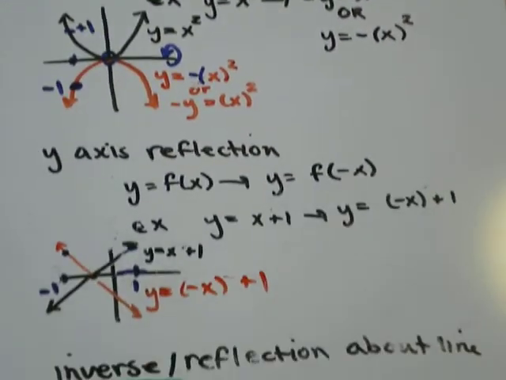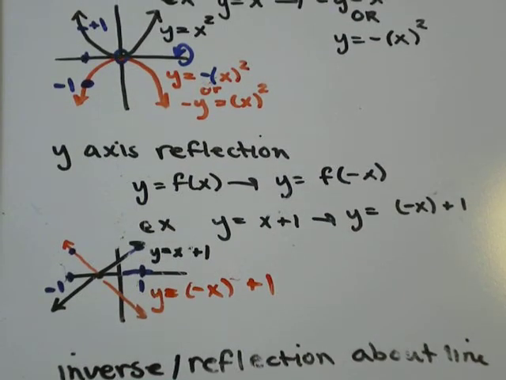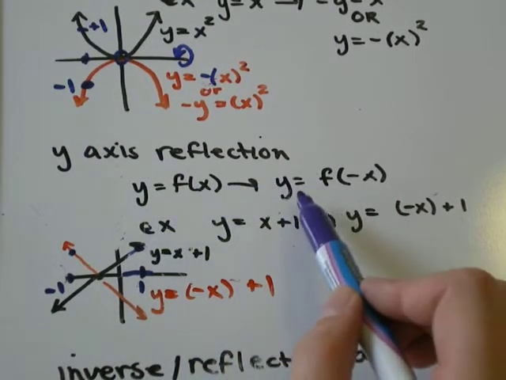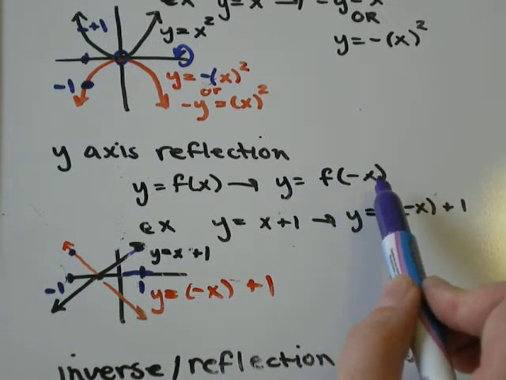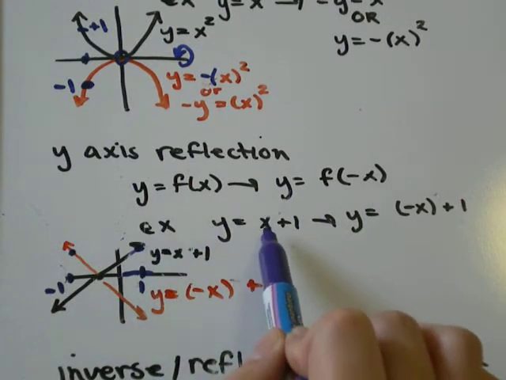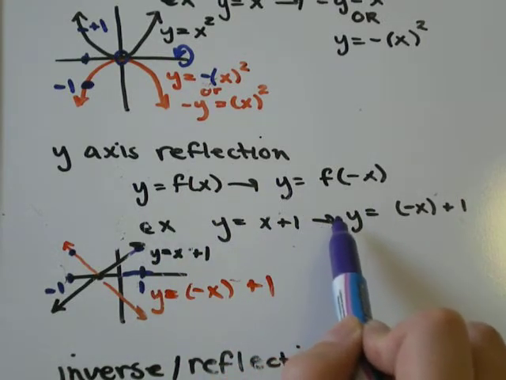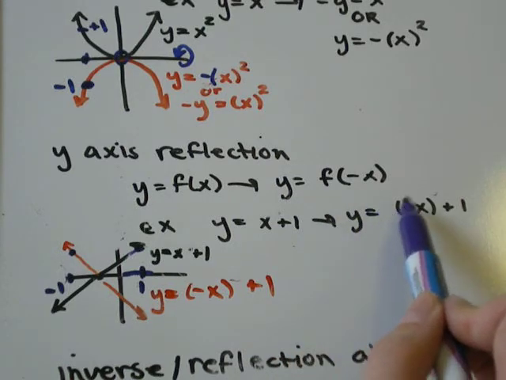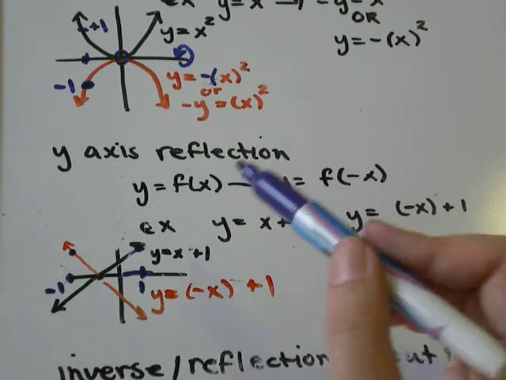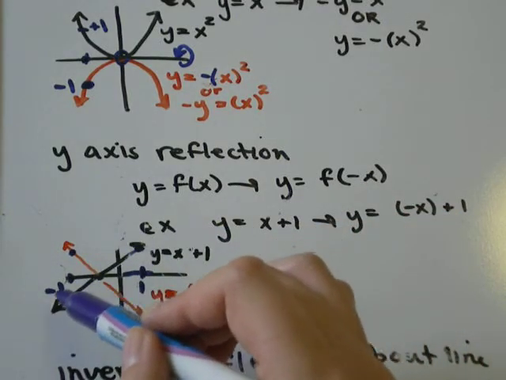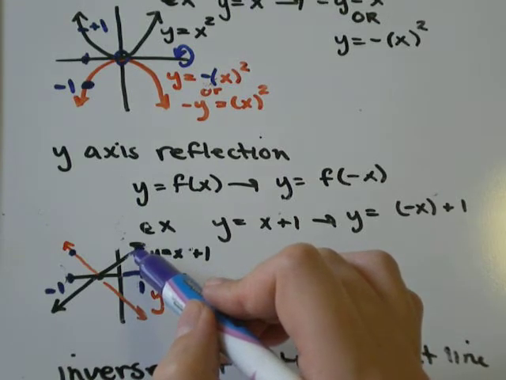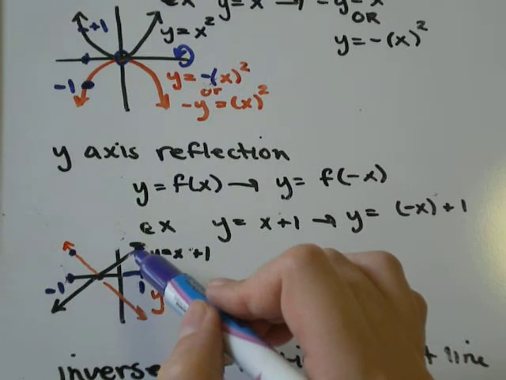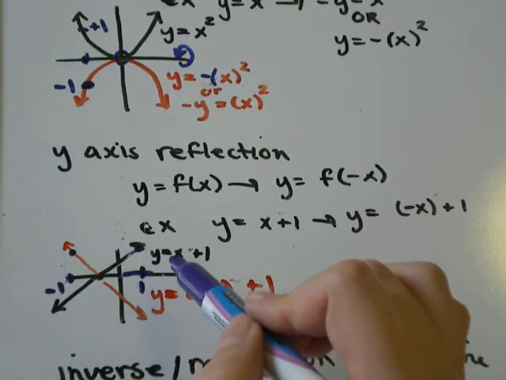The next type of reflection is y-axis reflection. When we're talking about y-axis reflection, we've got y equals f of x becomes y equals f of negative x. The negative sign is inside the brackets with the x. For example, I've got in black the line y equals x plus 1, which becomes the reflection in orange, y equals negative x plus 1. So y equals x plus 1 is the line here, and with y-axis reflection, your y value stays the same, but your x points that were negative become positive, and x points that were positive become negative.